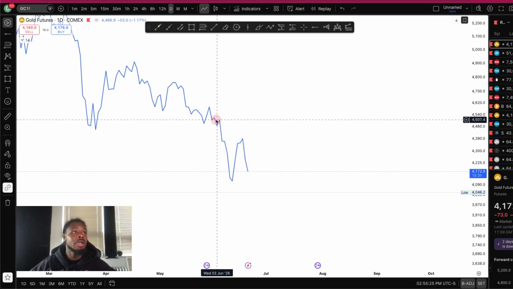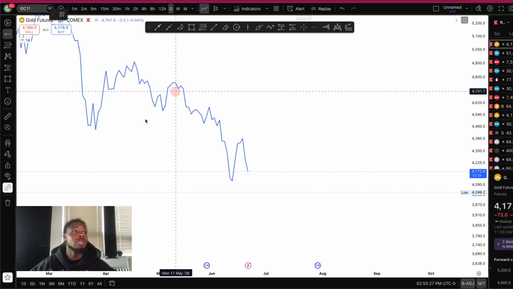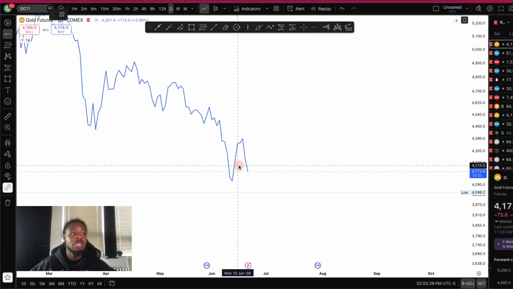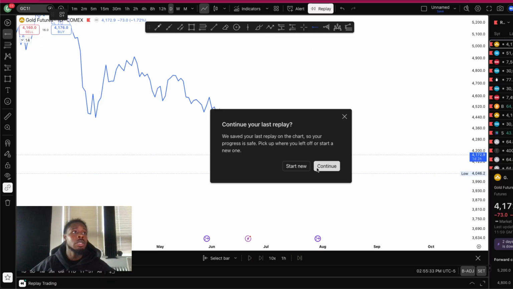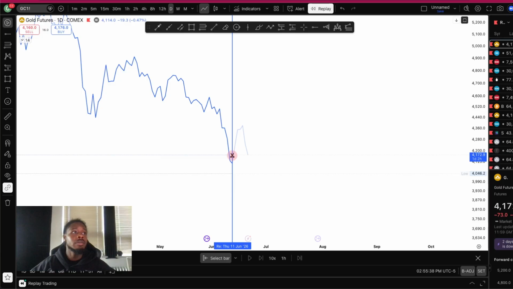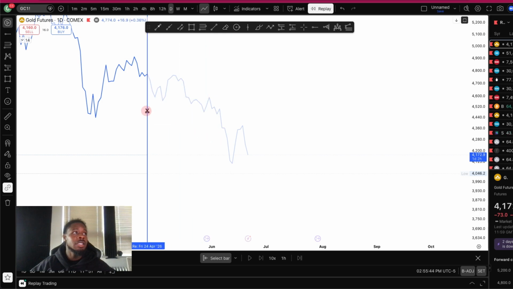So in this play right here, I will take my line tool. Before this happened, let's just act like this didn't happen. Let's move this market replay back, because we don't have a play. Let's go to where we see market structure at its finest. Like this, for instance.